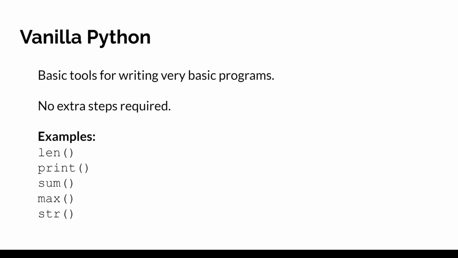Some examples of the tools you get with vanilla Python you're already familiar with. Things like len to get the length of a string or a list or some other iterable, we call them. We've got the print function. We've got the sum function to give us the total of an iterable, max, str to convert values to strings. These are basic tools that come with every Python installation.